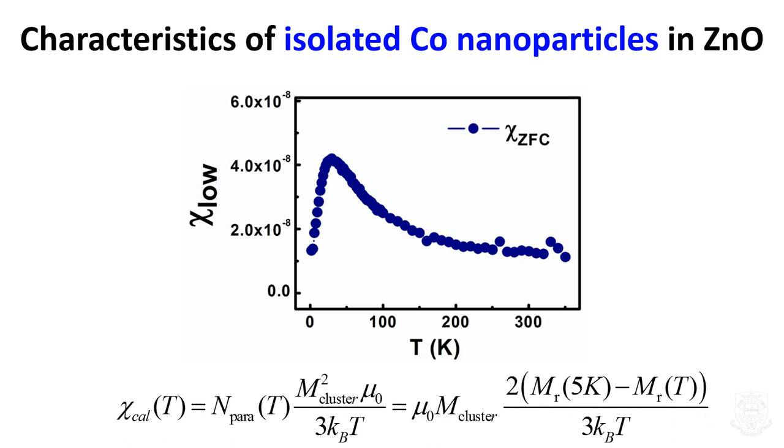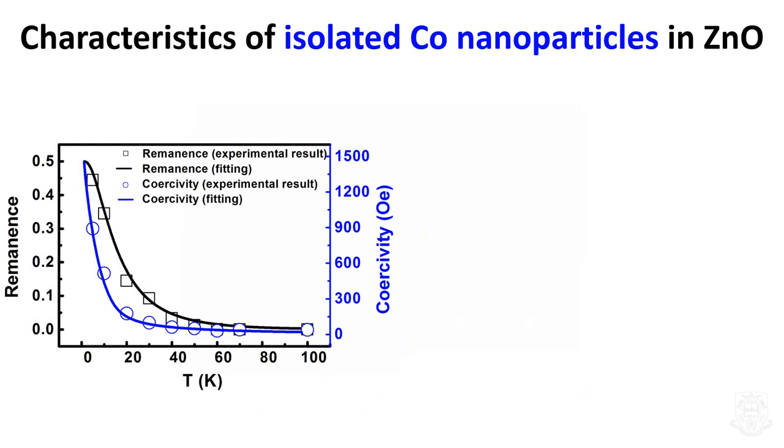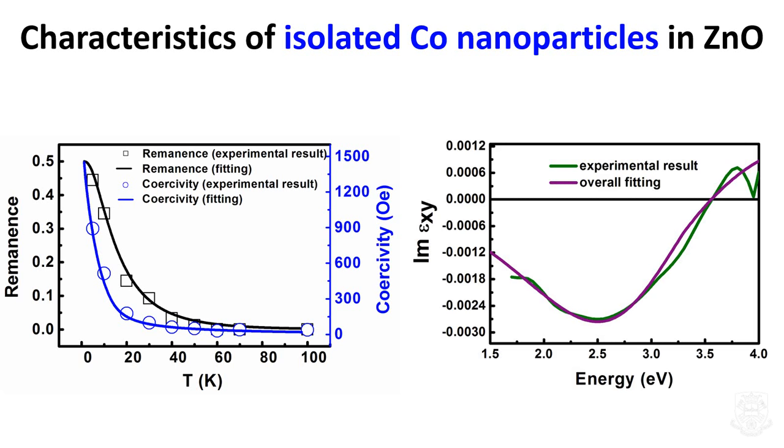And this can be modeled in terms of the temperature dependence of the remnants, which is also measured. And the agreement is really quite good, where the two peaks are coming at essentially the same temperature. And another way in which we can verify that we have isolated nanoparticles is both the remnants and the coercivity can be fitted with micromagnetics.